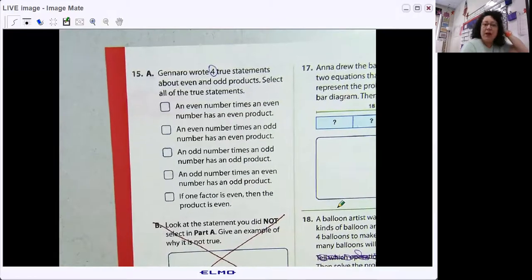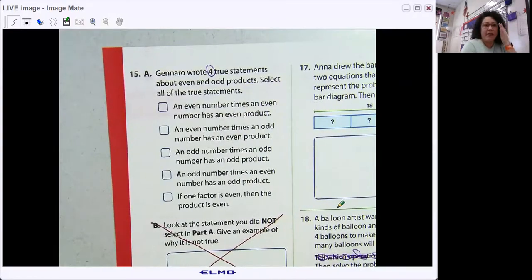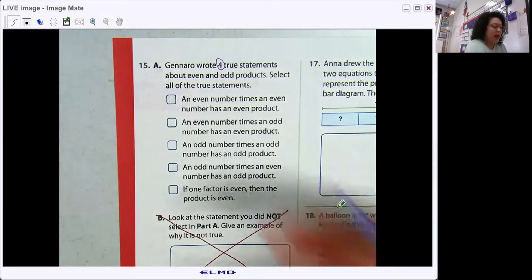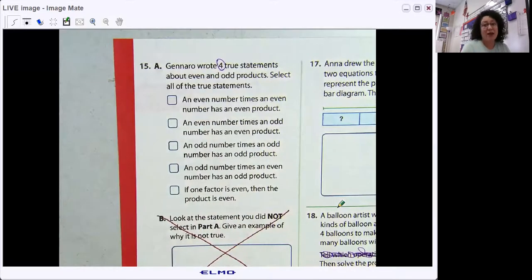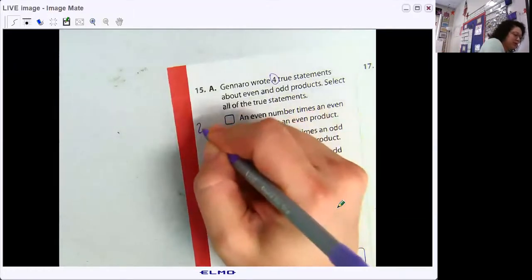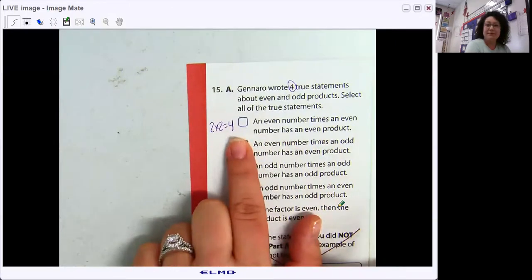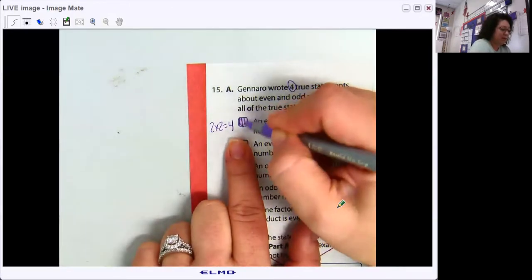All right, this is the one that tells us we have 4 correct answers. Gennaro wrote 4 true statements about even and odd products. Select all, and we know that's going to be 4. It tells us an even number times an even number has an even product. Lots of words, easiest way to do it, test it. An even number times an even number: 2 times 2 equals 4. Does it have an even product? Because 4 is an even number.